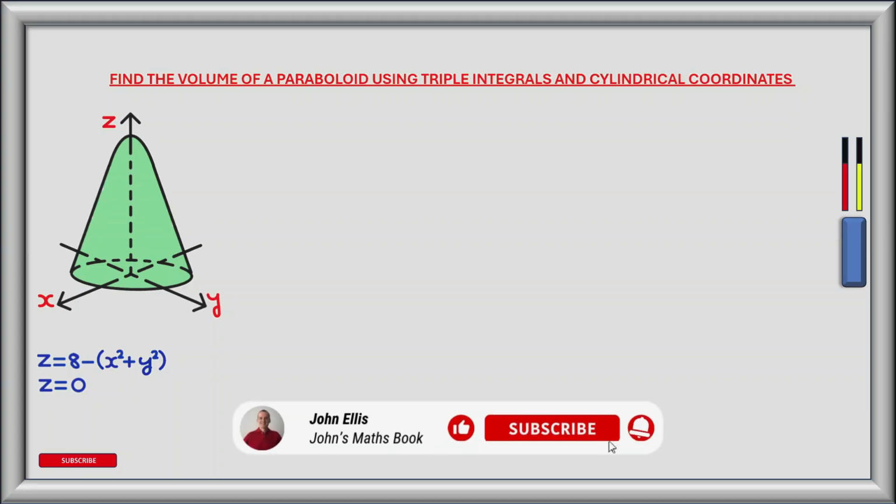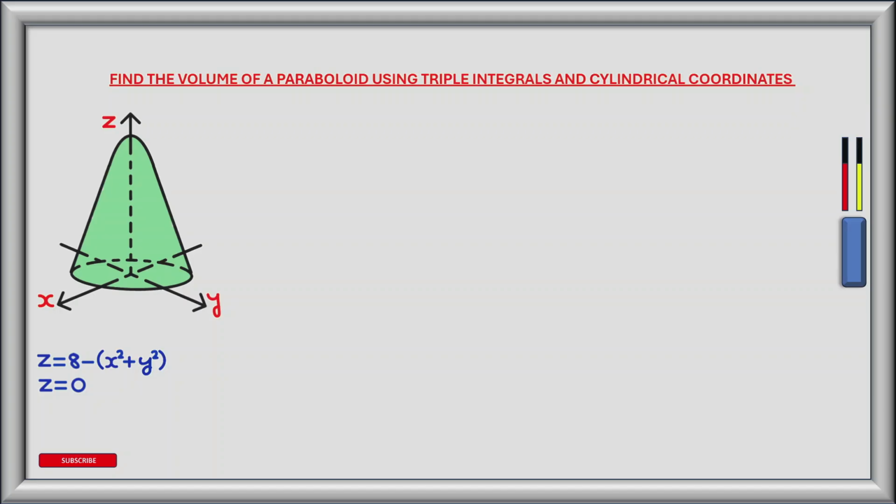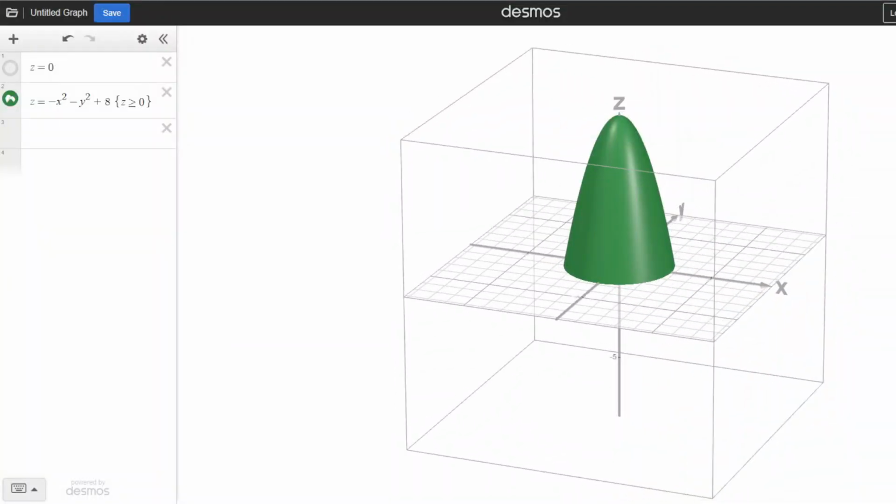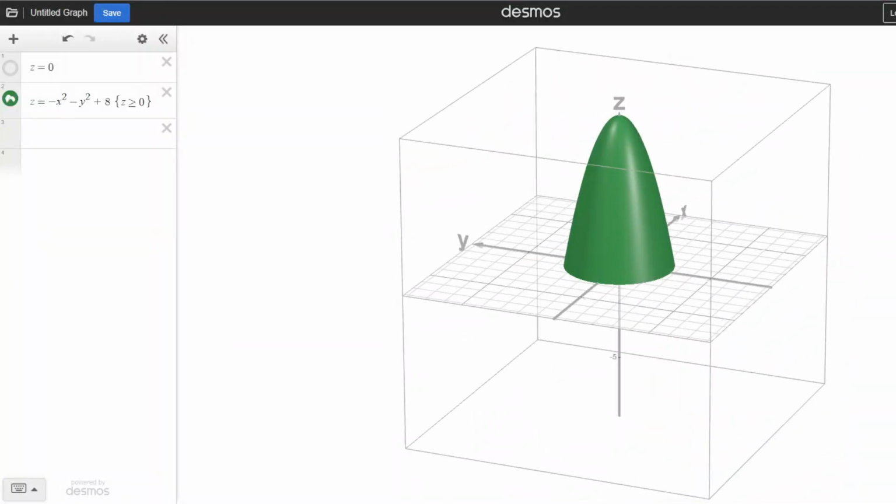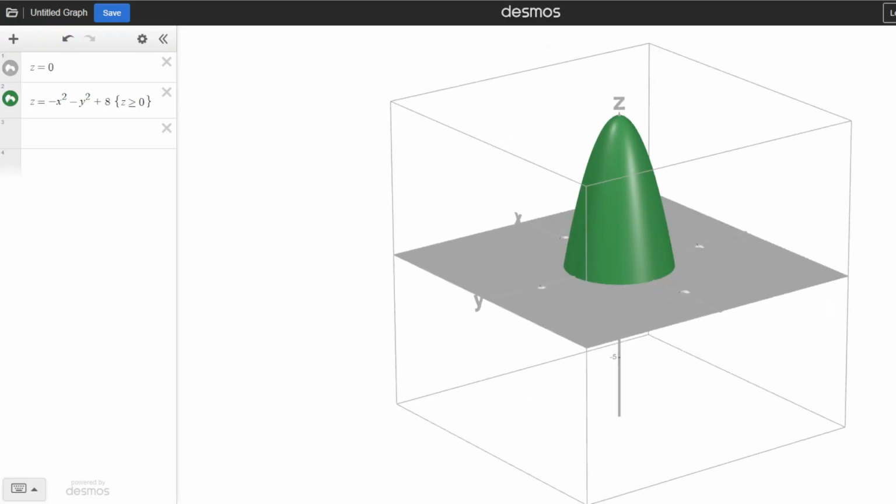In this example, the paraboloid is defined by the Cartesian equation where z equals 8 minus (x squared plus y squared). It is bounded by the xy plane and extends upwards. Let's take a look at the paraboloid in 3D form using a graphing tool. So this is the paraboloid, and we're going to find its volume when bounded by the xy plane, so where z equals 0.